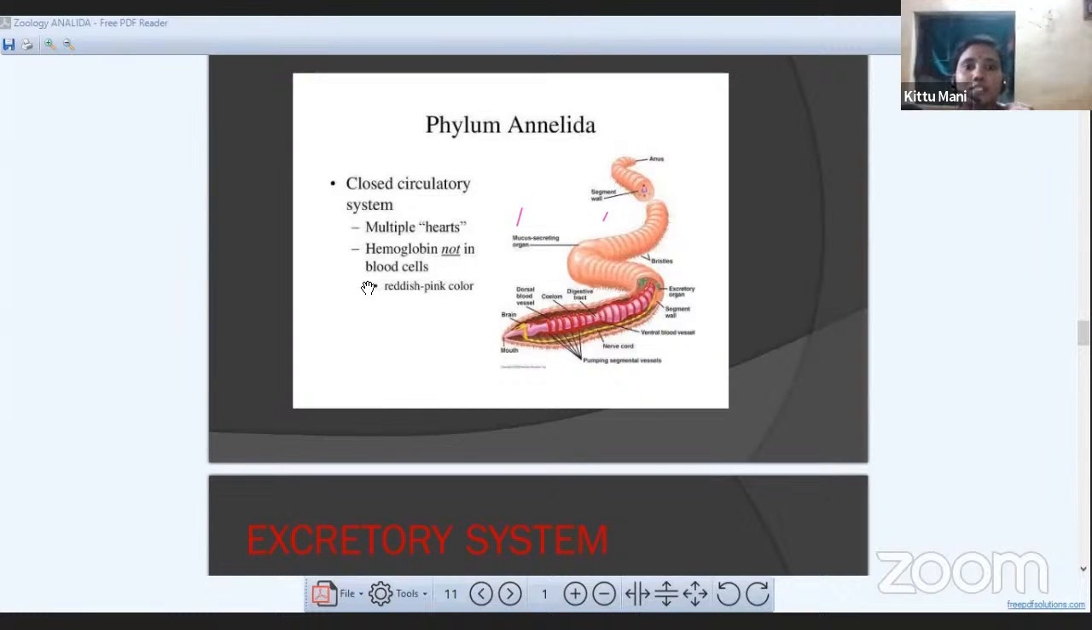Here hemoglobin is not in blood cells. We already discussed it, it is dissolved in the plasma. Where is hemoglobin located in the annelid, students? Again, where? In the plasma. Okay, reddish pink in color. Okay. This is all about the circulatory system of annelida.